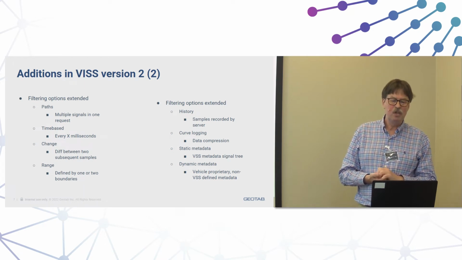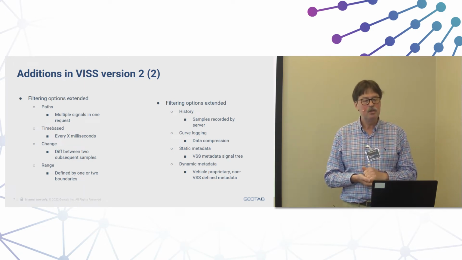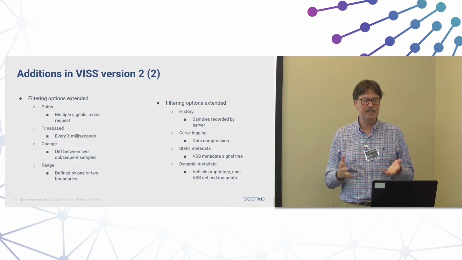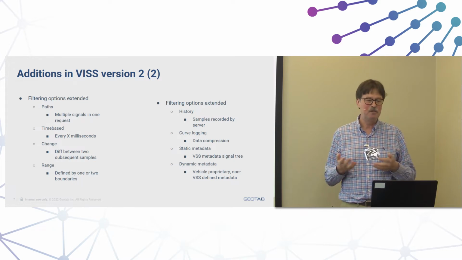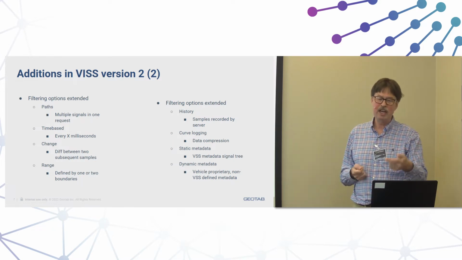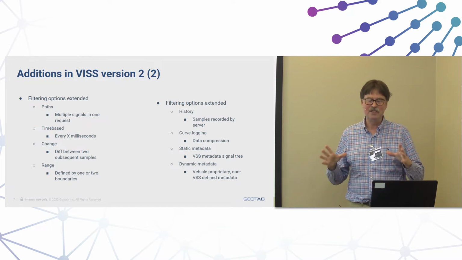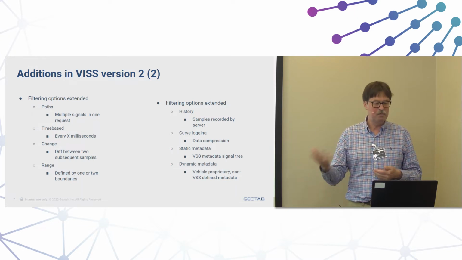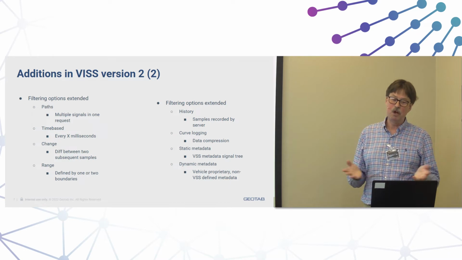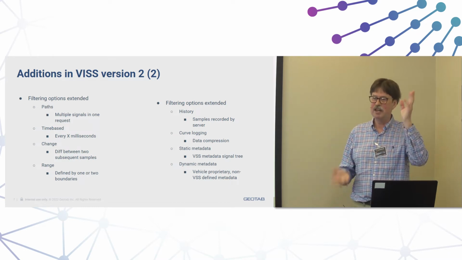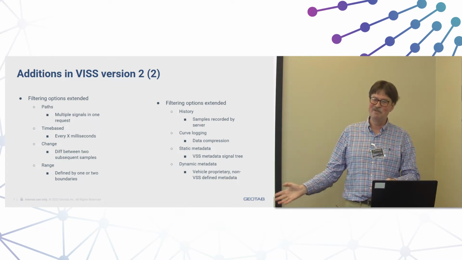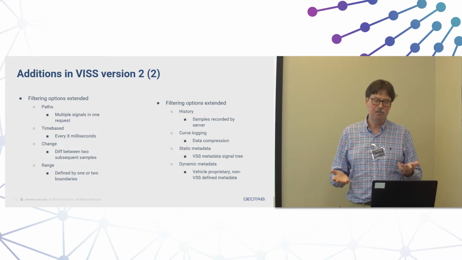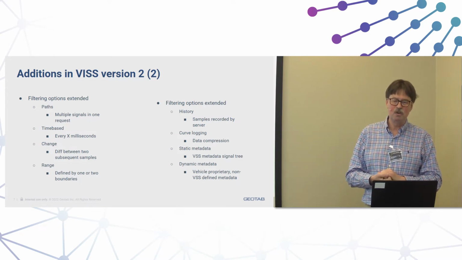A client can also ask for what we call static metadata, which is the actual VSS metadata. A server should have, and typically has, and the reference implementation has, an instance of the tree with all metadata. And the client could then ask for it directly from the server. And it could ask for just parts of the tree, so it doesn't necessarily have to be the whole tree, which would be a lot of data going back. But it supports all of this.